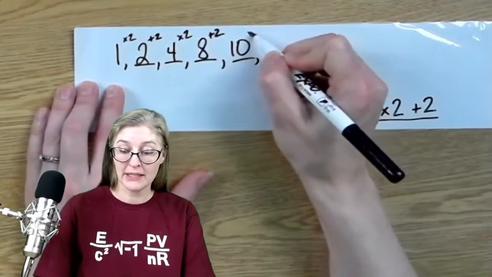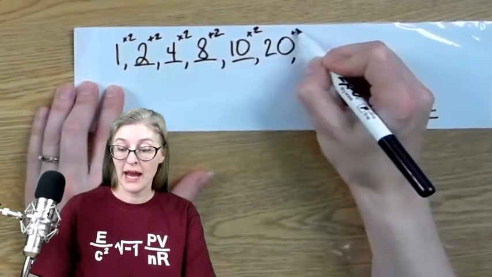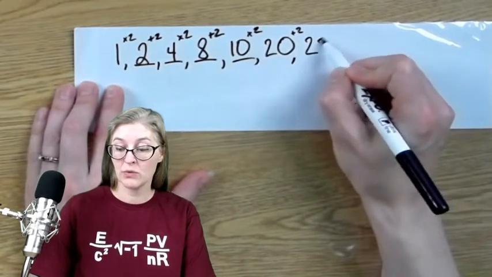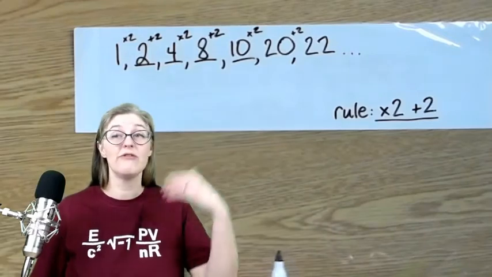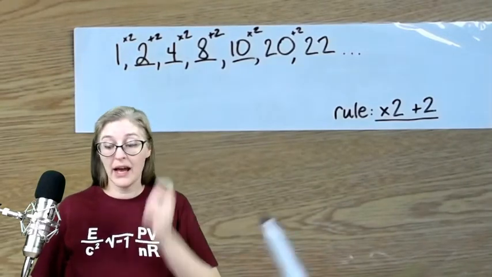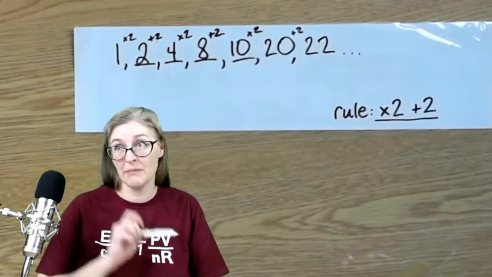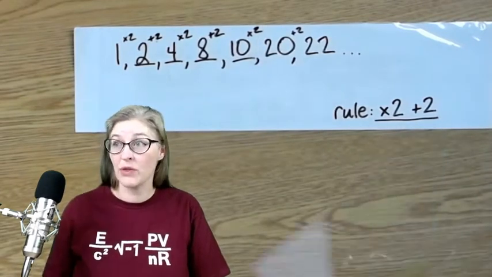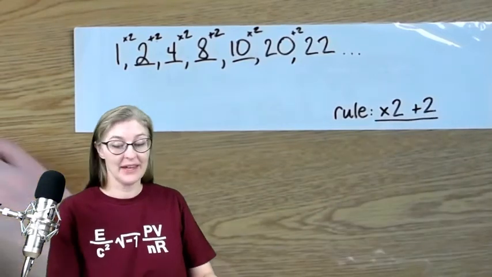Then I have back to times 2, 20. Then I have adding again, 22. And I can continue this pattern to infinity and beyond. Again, it's important to test going between each one of these numbers because you could end up with a rule that has more than one operation.